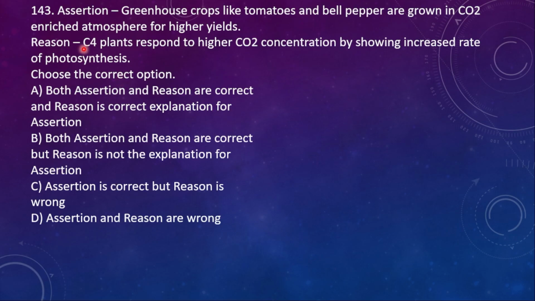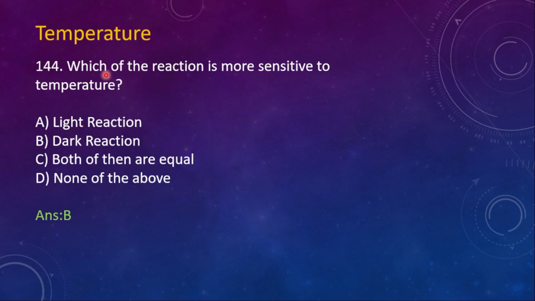143. Assertion and reasoning. Assertion: greenhouse crops like tomato and bell pepper are grown in a CO2 enriched atmosphere for higher yield. Reason: C4 plants respond to higher CO2 concentration by showing an increased rate of photosynthesis. So here the right option is option C. Assertion is correct but reason is wrong. Temperature. 144. Which reaction is most sensitive to temperature? Here the right option is dark reaction.